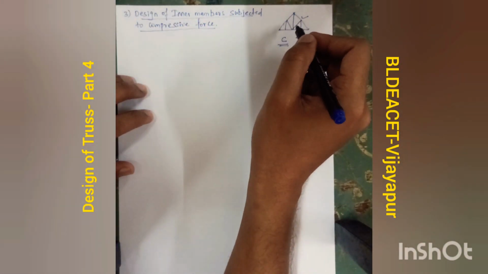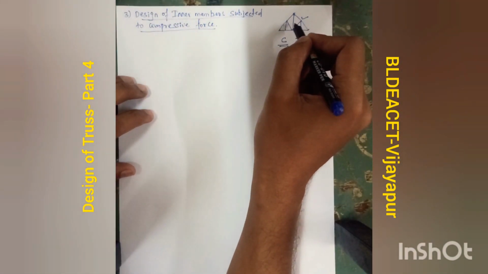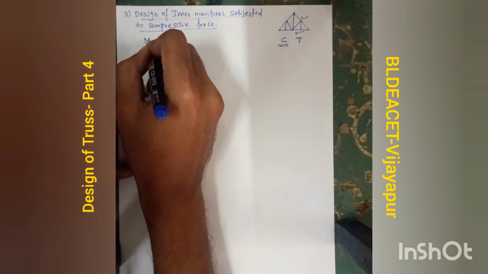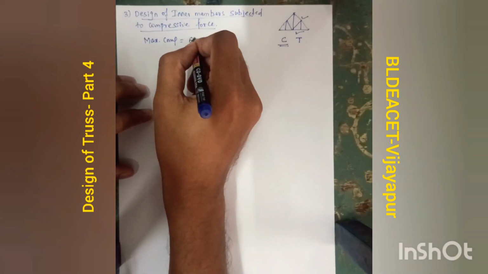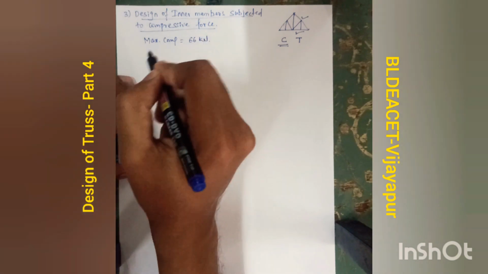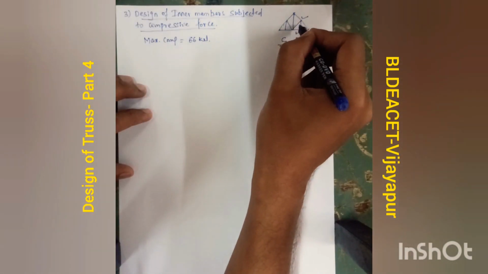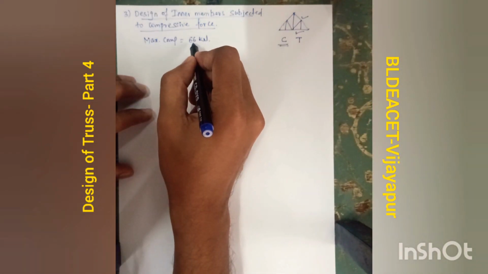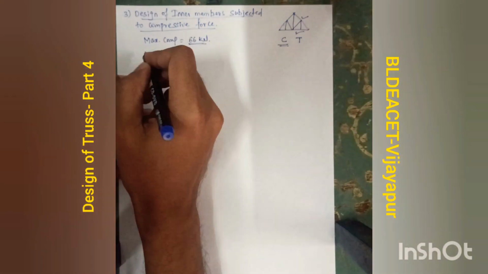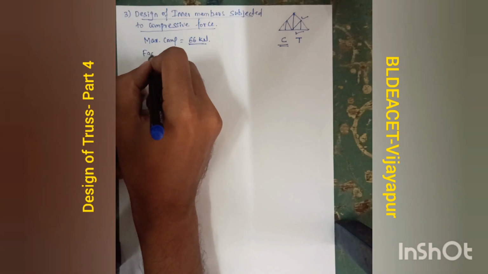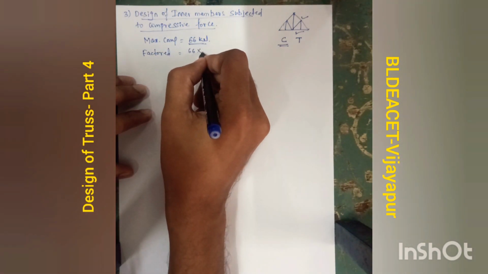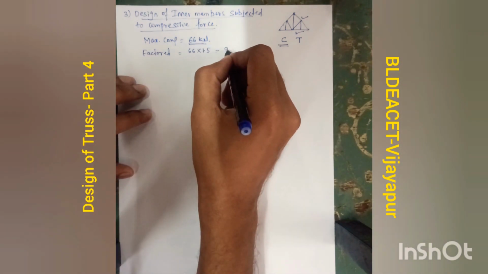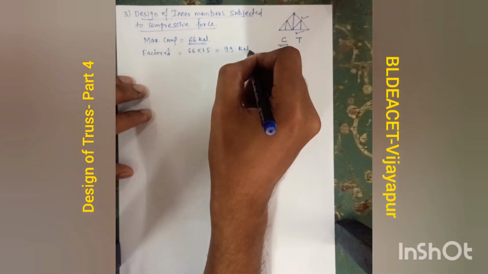From the given data, inner members are subjected to maximum compressive force of 66 kilonewton. Out of all the inner members or the interior members, the maximum compressive force they are subjected to is 66 kilonewton, which is converted to factored load, that is 66 into 1.5, which is 99 kilonewton.